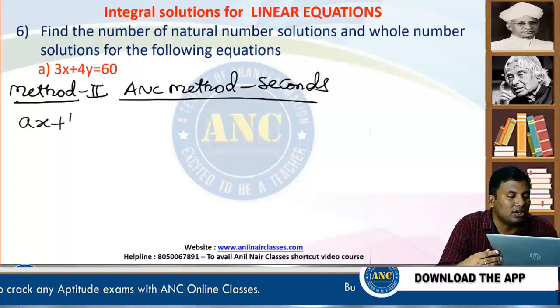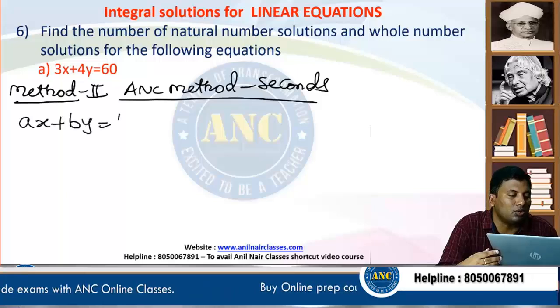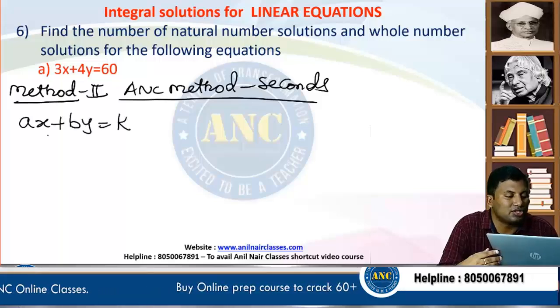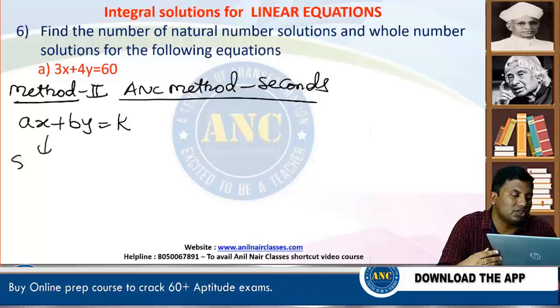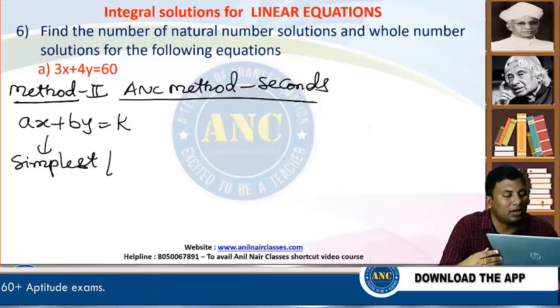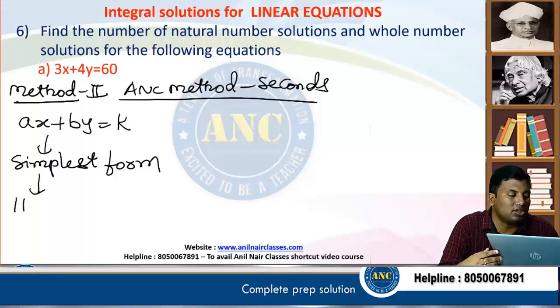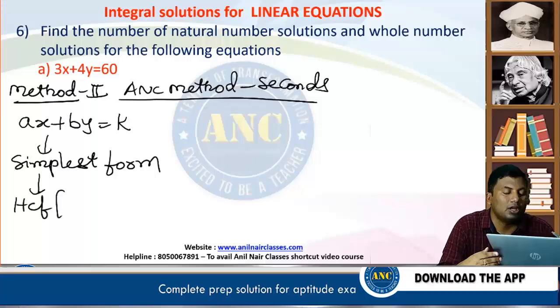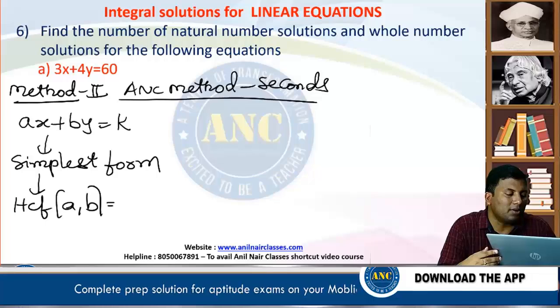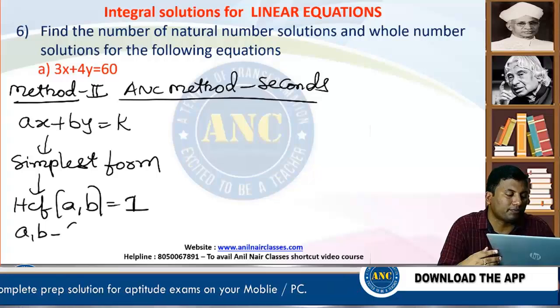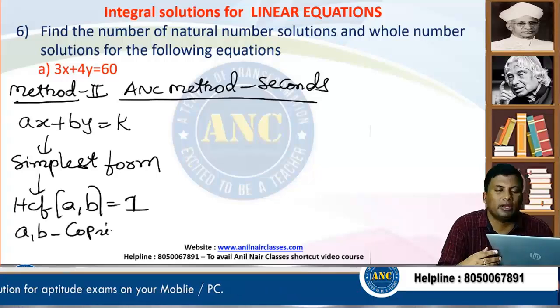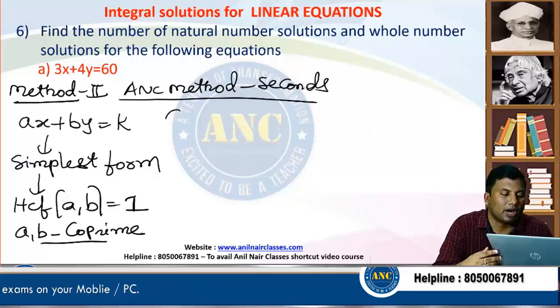AX plus BY equivalent to K. First thing, this equation should be in its simplest form. What do you mean by simplest form? HCF of A comma B should be 1. That means A comma B should be coprime. Now write down this. I will explain the proof also.